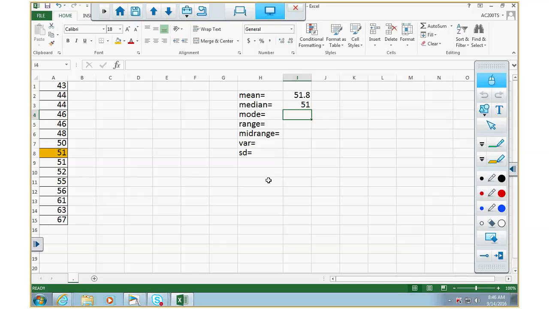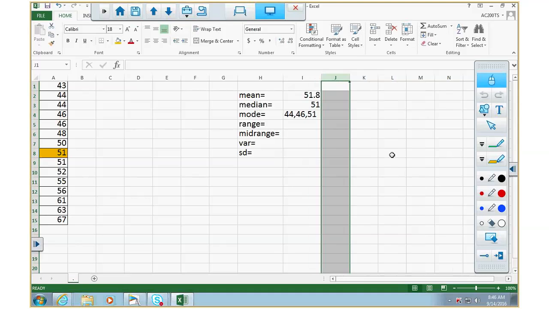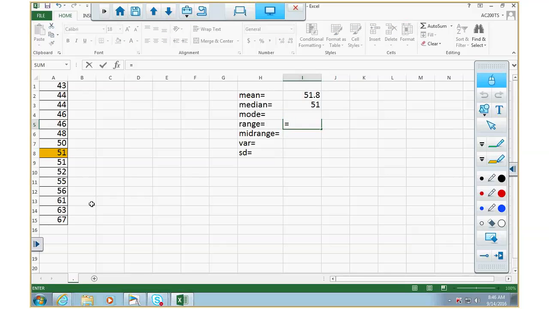Mode I really don't care about. You can pick that out. 44, 46, 44 and 46. Okay. 44, 46, and 51. And that's how you would write it. Now, what if 51 showed up 3 times? Then 51 would be, I don't want you to get it confused. If one of them shows up more than the other, that's the mode. Range is the highest minus the lowest.